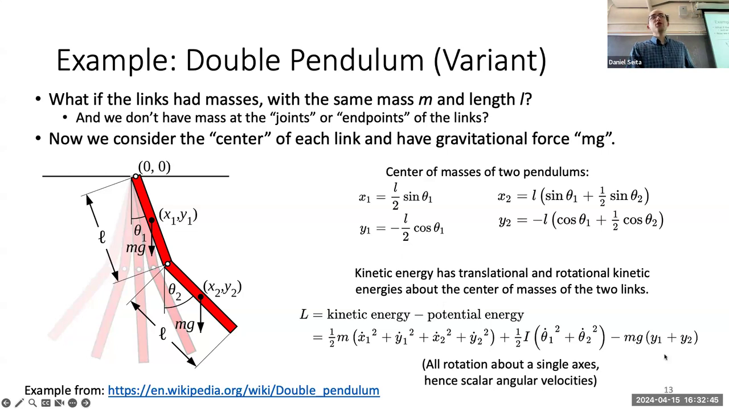Potential energy is sometimes easier to compute. It's usually mass times gravity, 9.81, times the height. In that case, it would be y1 plus y2, because you add up the potential energy for each of the separate links, kind of like you do for the kinetic energy.